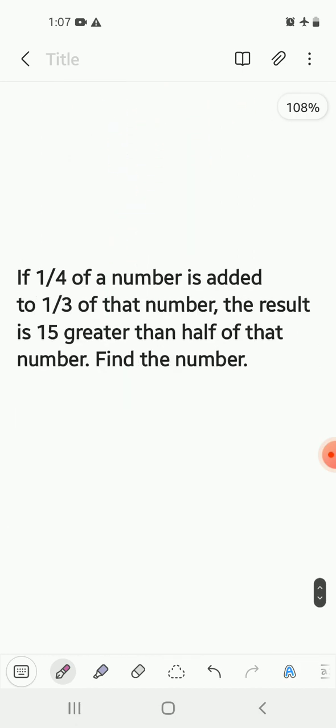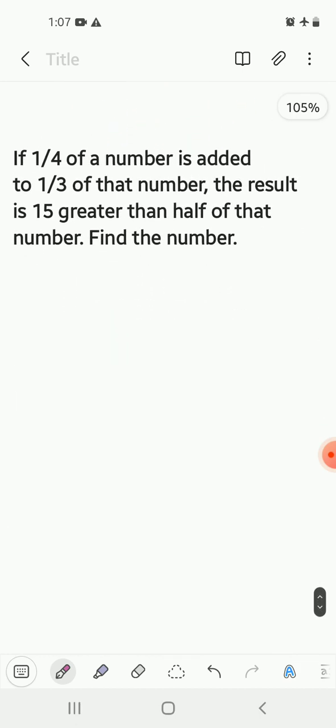Now we will move to the next part of the question. Next type of question. 1 by 4 of a number is added to 1 by 3 of that number. The result is 15 greater than half of that number. So I don't know what the number is.